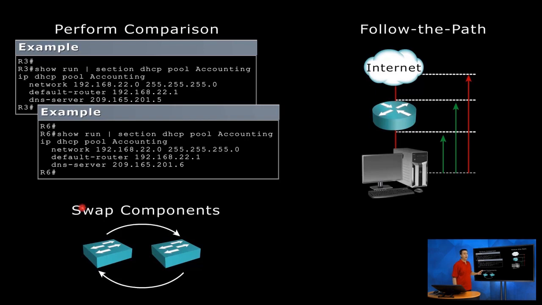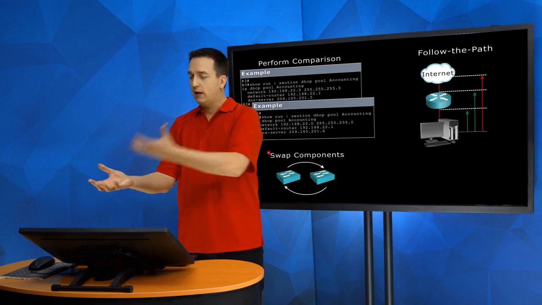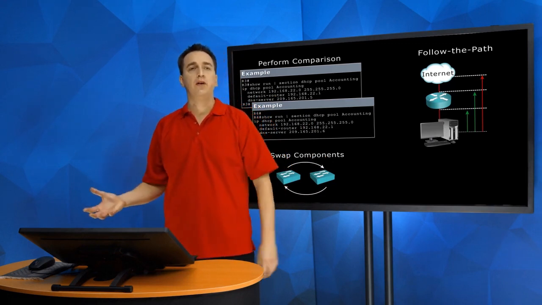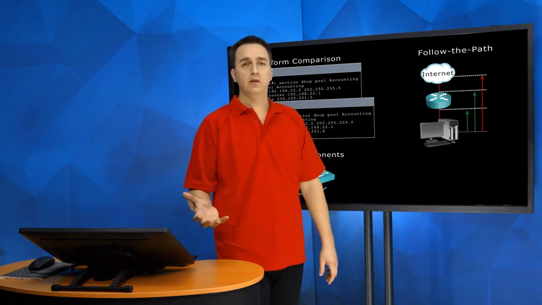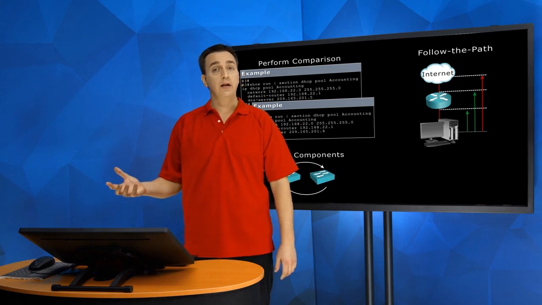We can also swap components. This is very valuable, especially if we have a user that's sitting at a desk and that user says, hey, I can't connect to XYZ. And the user right beside them says, well, I can. All right, well, if that's the case, let's go ahead and take your PC and plug it into their port as an example. Do you now have connection to that resource? Yes or no? If you do have connectivity to that resource now, okay.